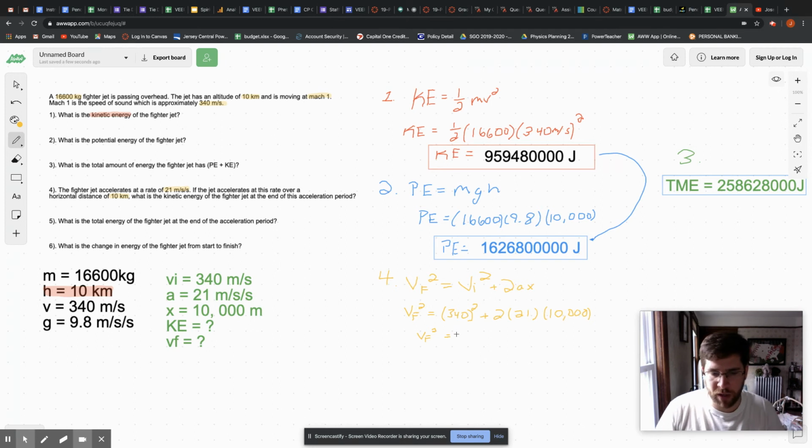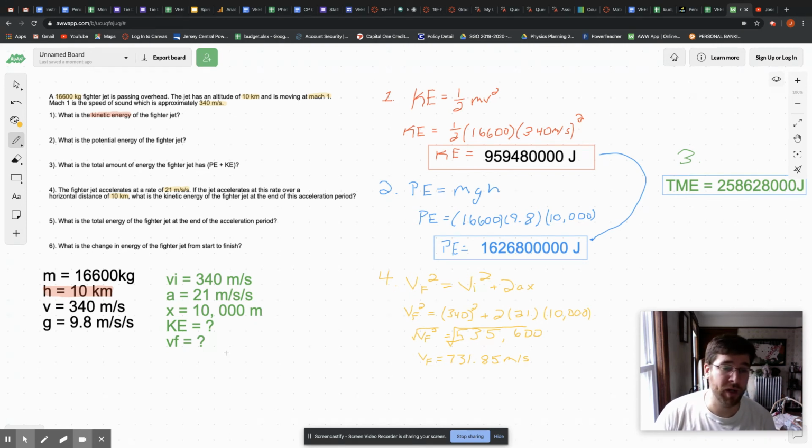So it looks like VF squared is equal to 535,600. Is that the velocity of the fighter jet? No, that's insanely fast. Because what do we need to do? We need to get the square root of each side first. So once I get the square root of that number, I will know what the final velocity of this fighter jet is. And it looks like the velocity of the fighter jet after accelerating is 731.85 meters per second.